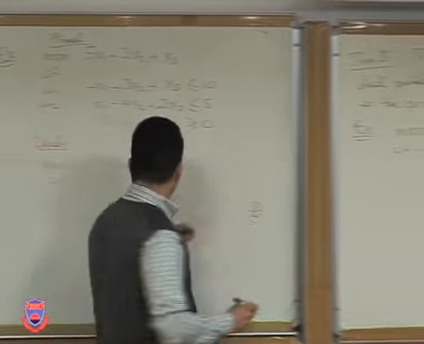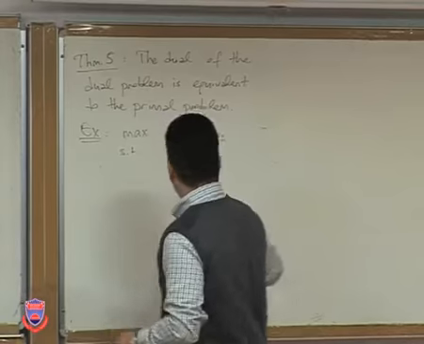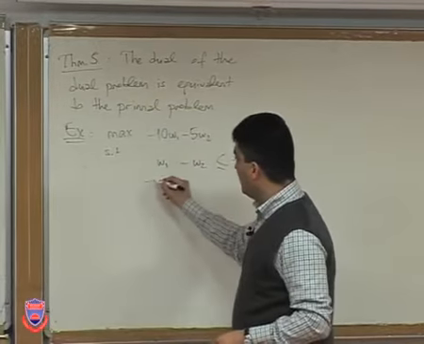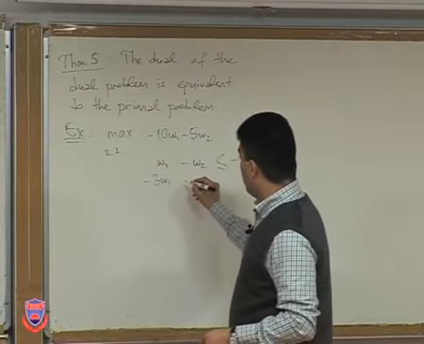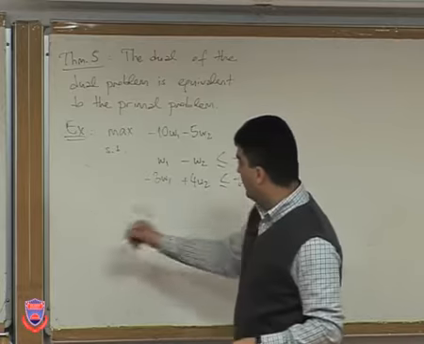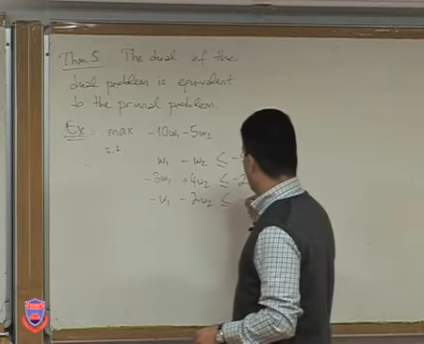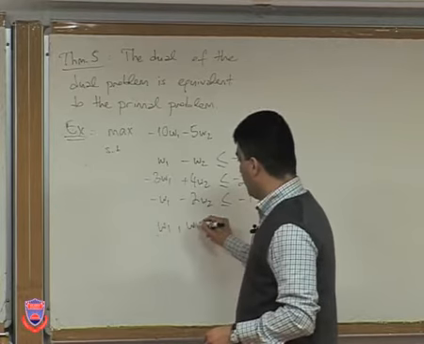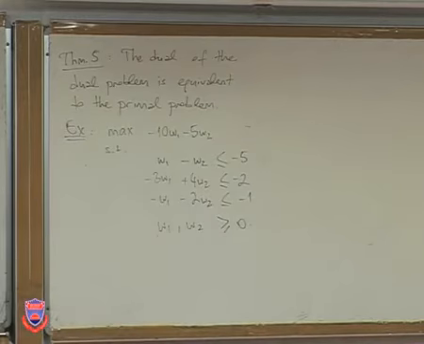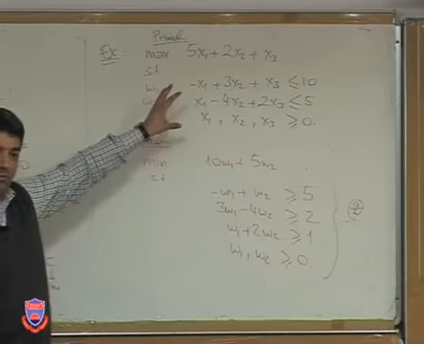So let's do that and see what we have. W1 minus W2 will be less than or equal to -5. I'll just do the same thing for the second one. Minus 3W1 plus 4W2 will be less than or equal to -2. And then minus W1 minus 2W2 is less than or equal to -1. And W1 and W2 are non-negative. So now this is the dual problem stated exactly in the primal form, right?